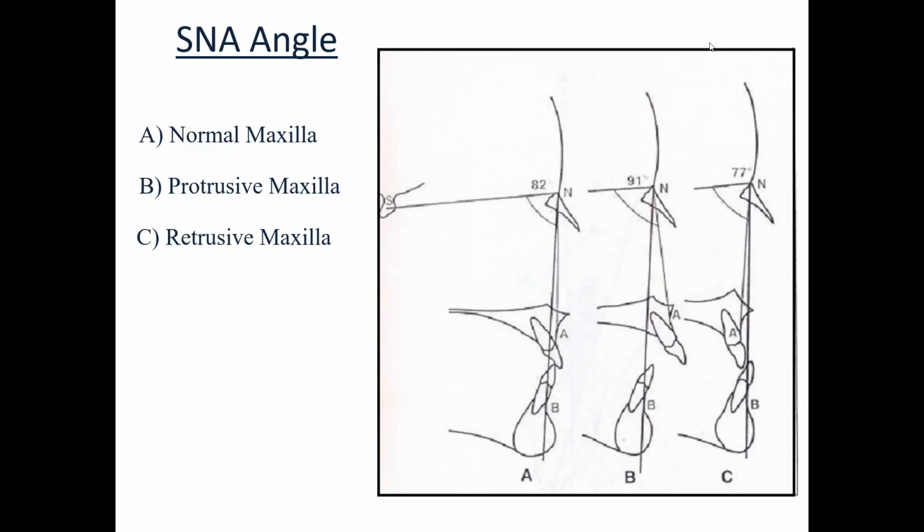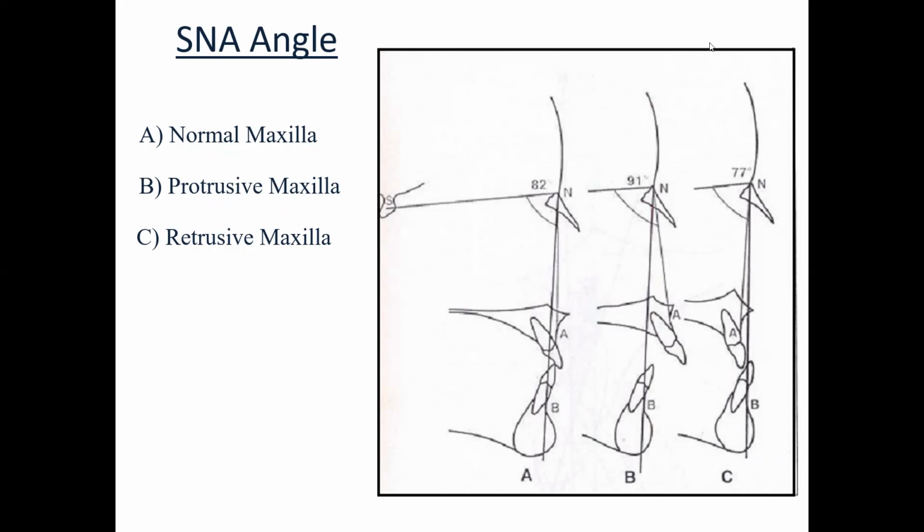The SNA angle is an angle which is formed between SN plane and a line connecting nasion and point A, which represents the antero-posterior position of the maxilla in relation to the cranial base. And its normal value is 82 plus or minus 2. The SNA value which is more than 84 is considered as prognathic maxilla, and if it is less than 80, it is considered as retrognathic maxilla.